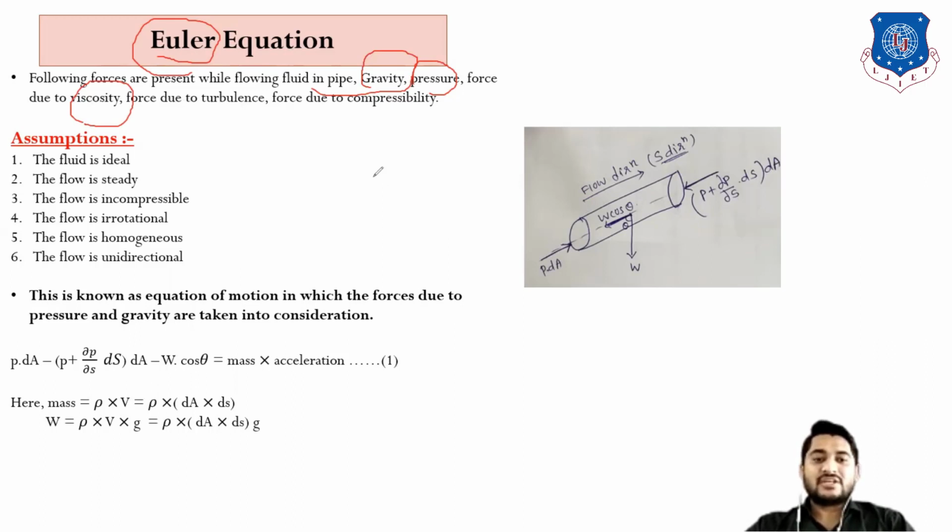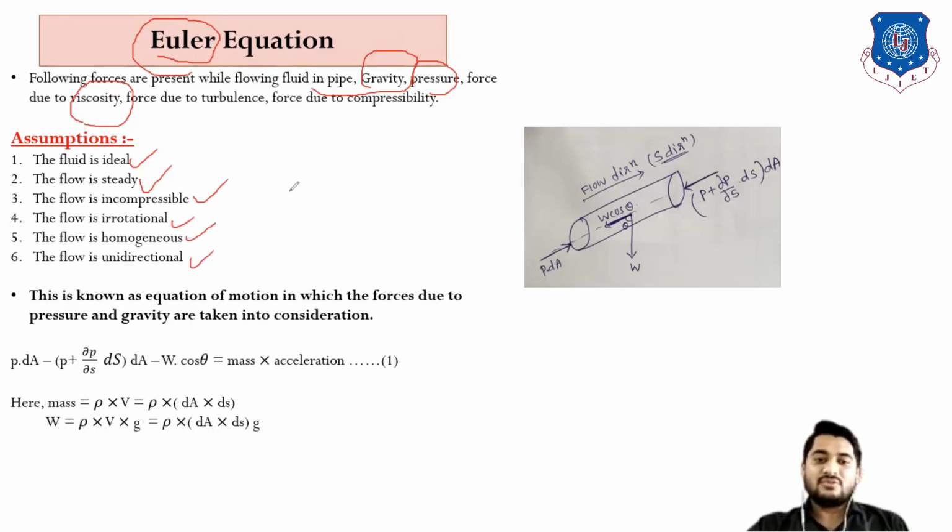Now we have to take some assumptions for derivation of Euler equation. First of all, flow is ideal, so fluid has no viscosity. Flow is steady, so derivative with respect to time is equal to 0. Flow is incompressible. That means density remains the same throughout the pipe. Flow is irrotational, homogeneous and unidirectional.